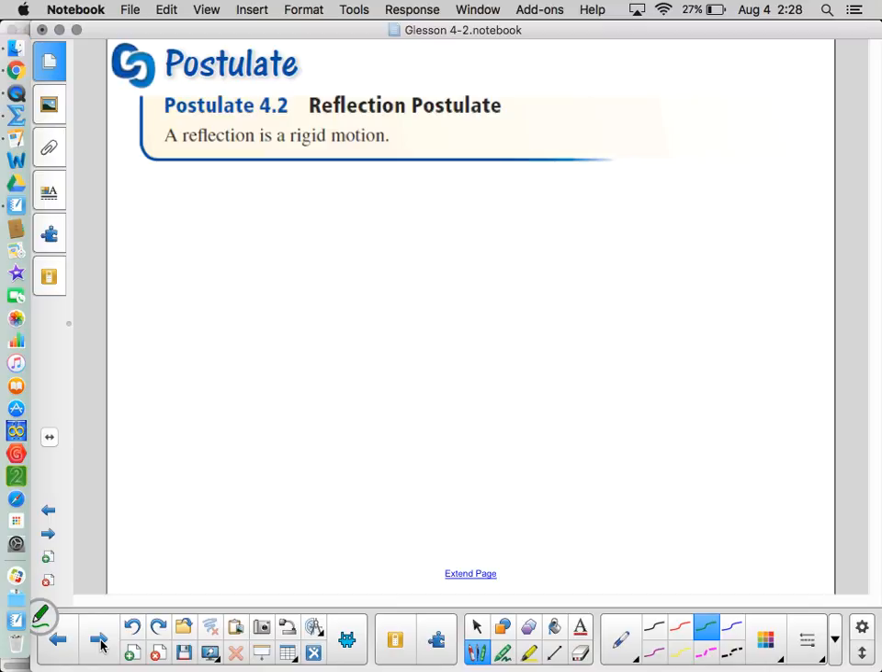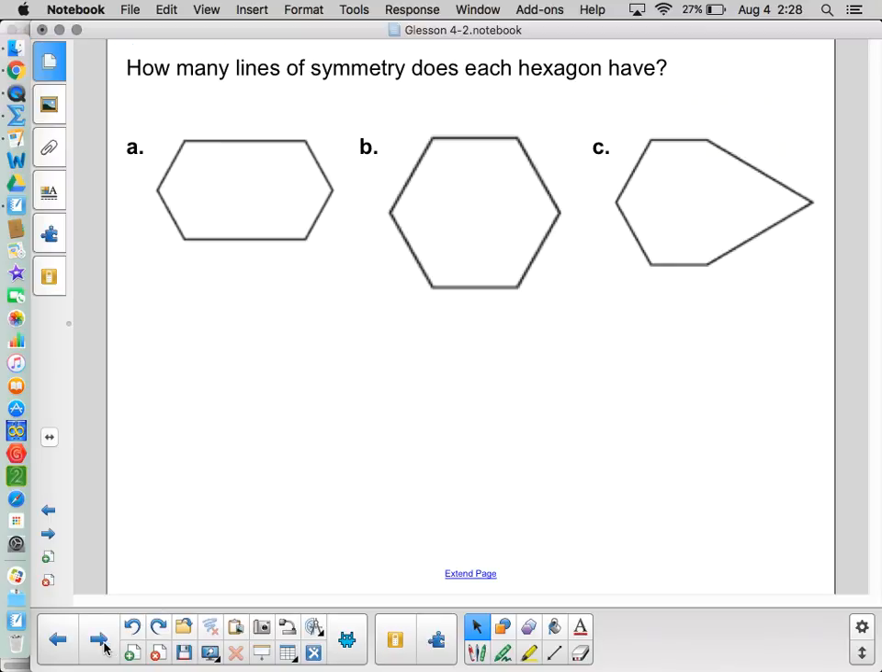Reflection postulate. Reflection is another rigid transformation. So translation was rigid. Reflection is rigid. We get an exact copy of the original after the reflection. If the copy doesn't look the same as the original, you've probably made a mistake, and go back and check what's going on. Now, along with lines of reflection comes the idea of lines of symmetry.